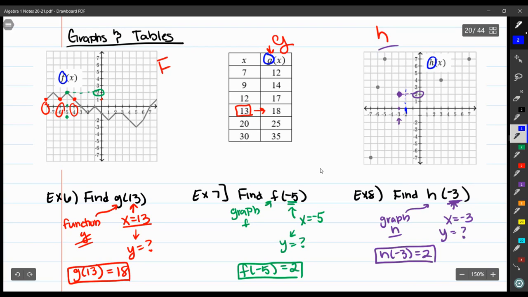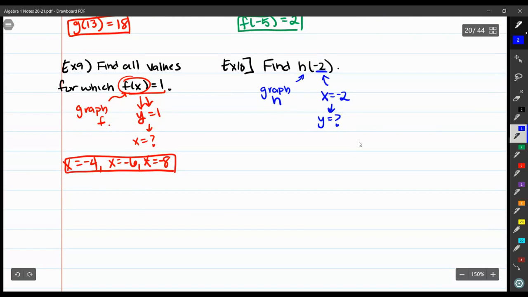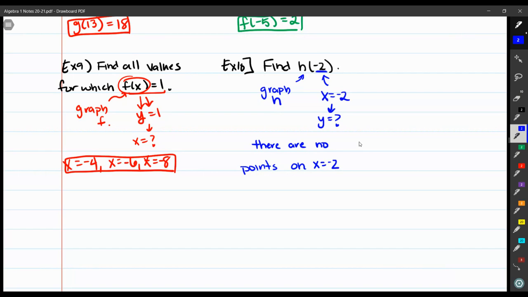And if I scan up, well, I didn't hit a point. Let's scan down. And I still didn't hit a point. So there isn't a point that has an x value of negative 2 for h. It doesn't exist. There isn't a point there. And that's exactly what your answer is. So there are no points. There are no points on x equals negative 2. So what that means is, that means h of negative 2 is, we call it undefined.